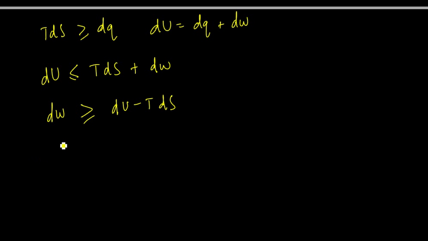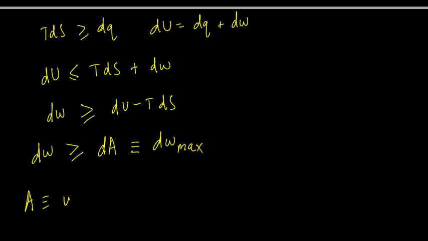So what I can write is that dW is greater than dA, which is identical to dW max. And for this reason, this A is also referred to as the work function.